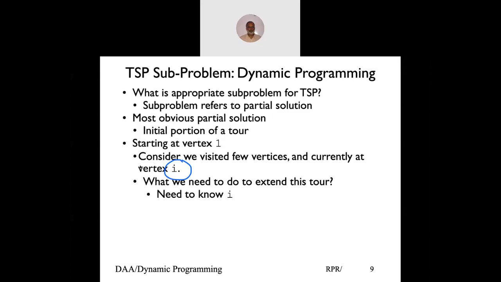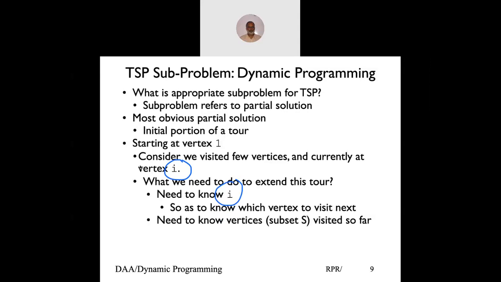To do that, we need to know where we currently are, which is vertex I, what vertices we have visited so far, and which vertex to visit next. Once I am at vertex I, which is the next vertex to visit, and what are the vertices I have visited so far, because if I don't know, I may visit them again. Remember, in the traveling salesman problem we need to visit each vertex only once.